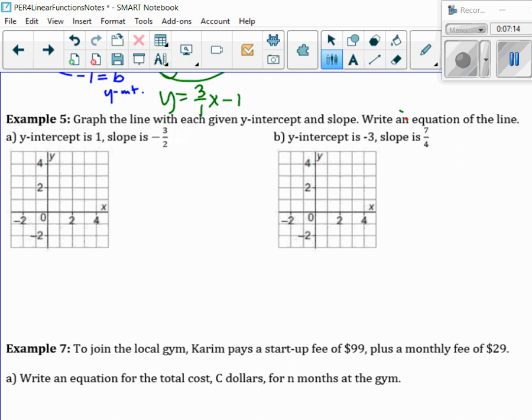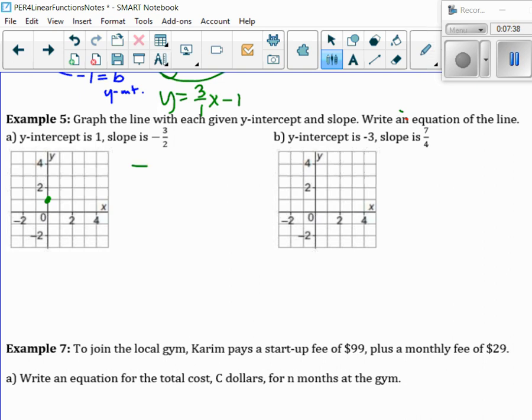Okay, so now we have to graph it using this. So what do I start with again? The y-intercept, which is 1. Do you see it's 1? And then a slope of negative 3 over 2. What do I do with the negative? We're going to go down.